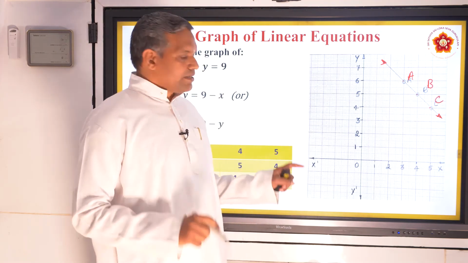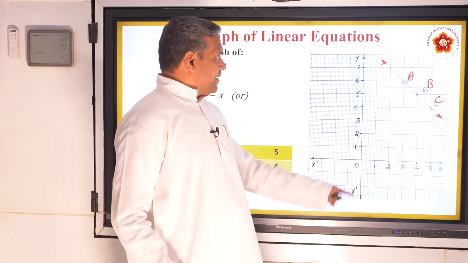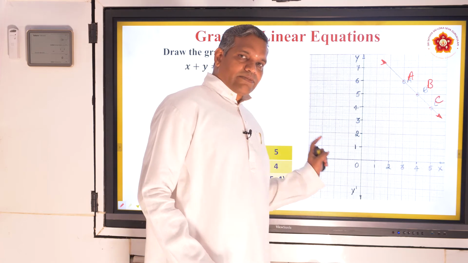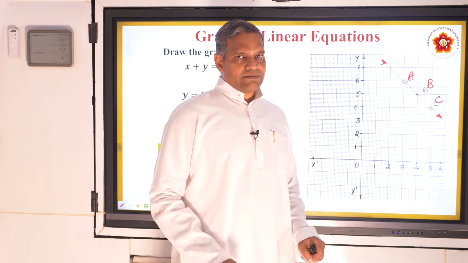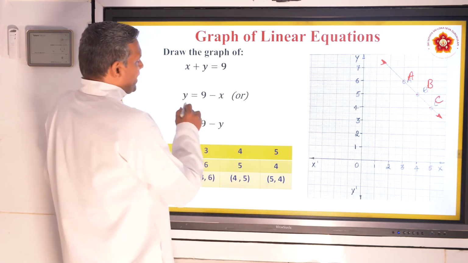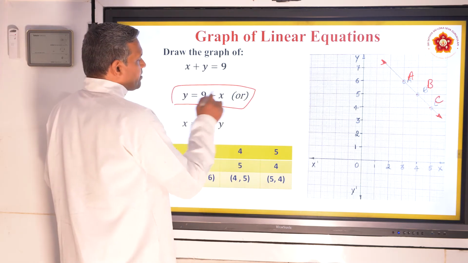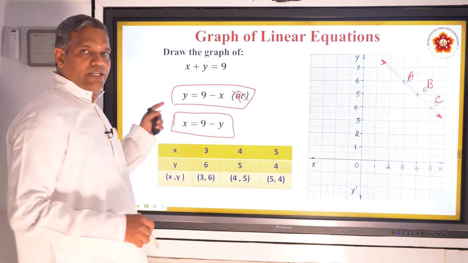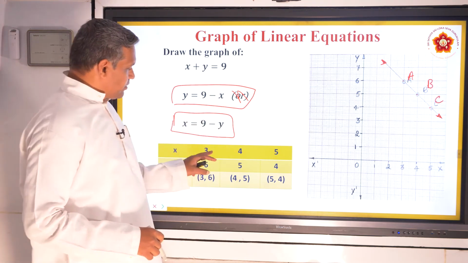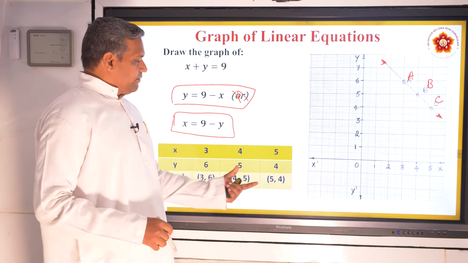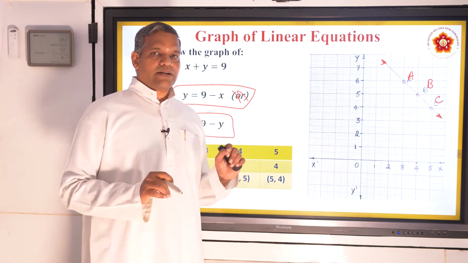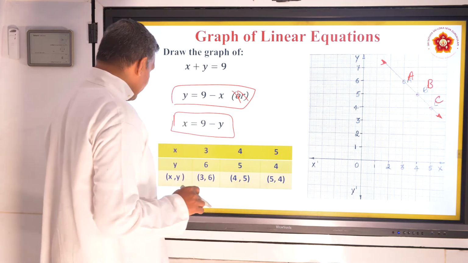Many students make a mistake here. Don't forget basics like x dash, y dash, arrow marks on all 4 sides, 1 2 3 4, 1 2 3 4 5 6, minus numbers, basic graph setup, and then come back. Y is equals to 9 minus x, or if you are comfortable, x is equals to 9 minus y, take this. Don't take both. Any one of them you take, and then put some value and get another value. 3 points you get represented in a graph. Finished. I think any new learner can comfortably understand this.